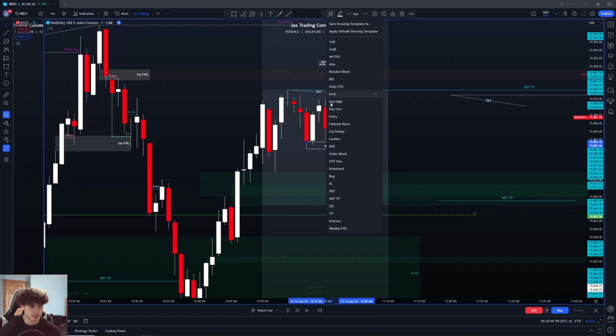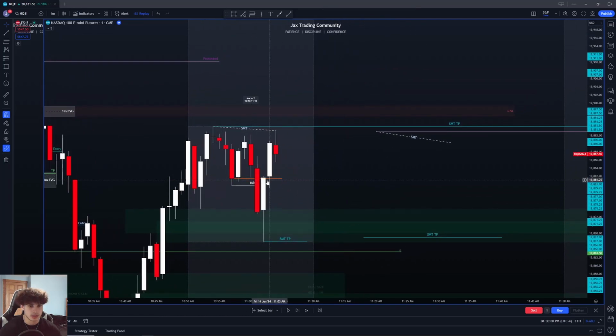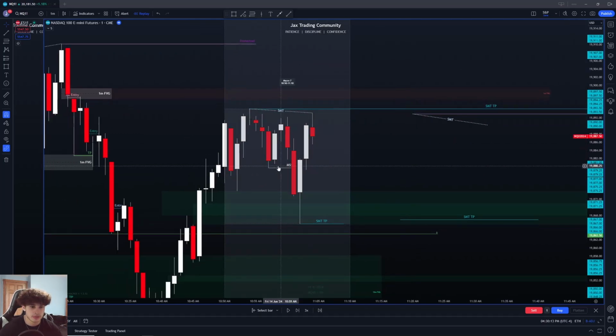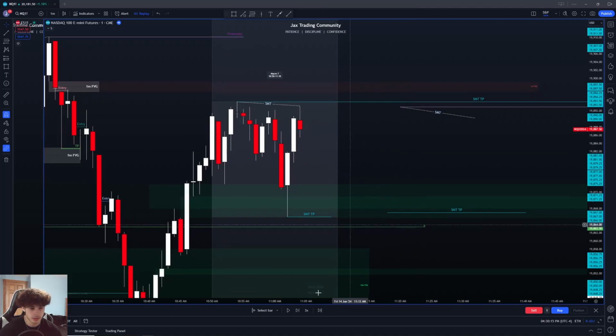Right, this could be a breaker block. Wait, where is it? Come on, breaker block. BB. Am I stupid? There it is. But it's really not that good, so I wouldn't take it. I also usually just don't do breaker blocks with macros. So this right here, SMT created. This is something I like to see to head lower.